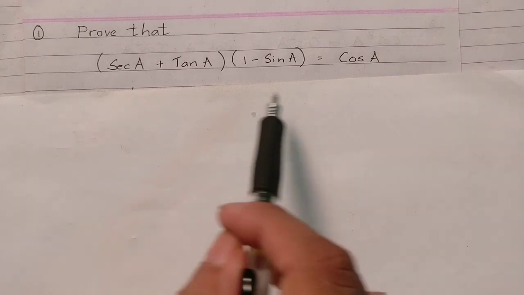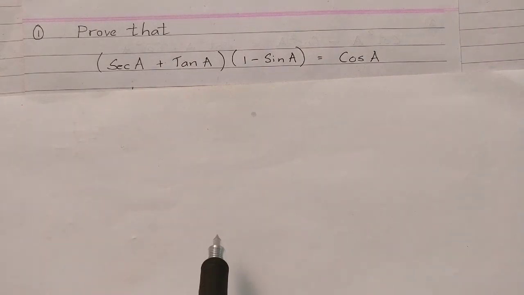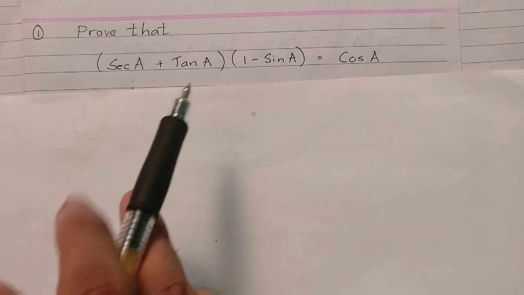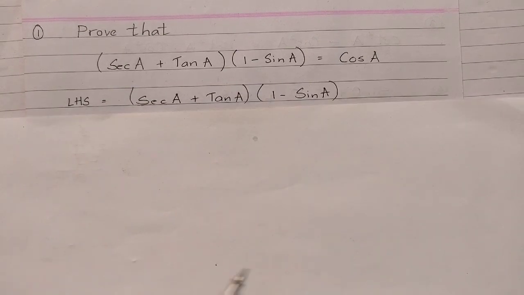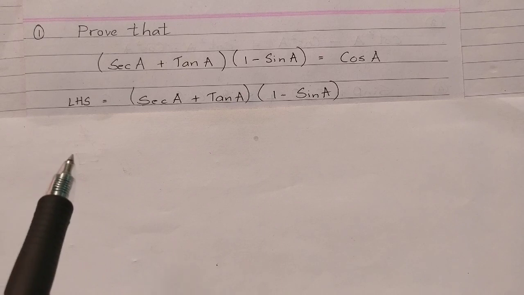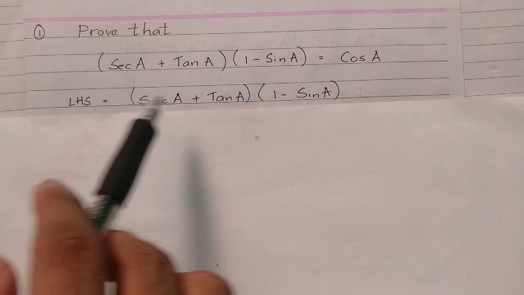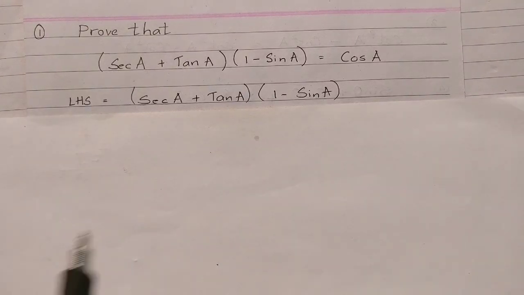Alright, so the first question is (sec A plus tan A) in a bracket multiplied by (1 minus sine A) is equal to cos A. So whenever you start proving these identities, first thing I want you to do is write down that side whichever you chose to solve. Here I'm choosing my left hand side because in yesterday's video the first step was choose the side which you want to solve. So I'm choosing the complicated side.